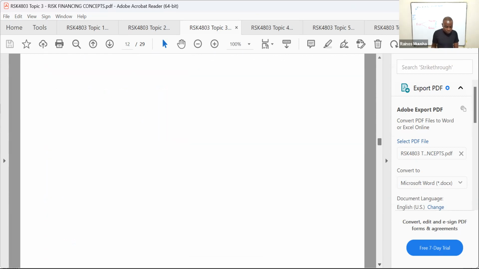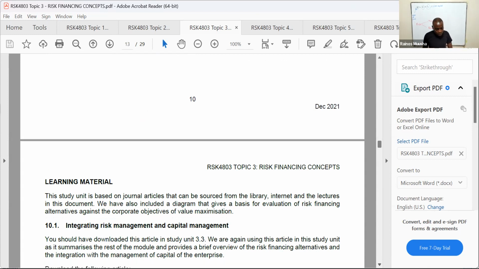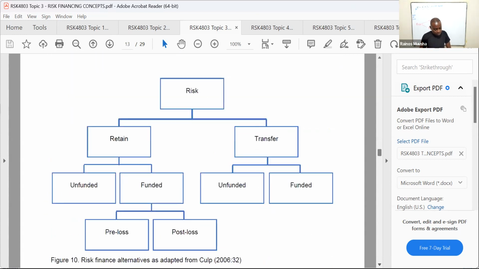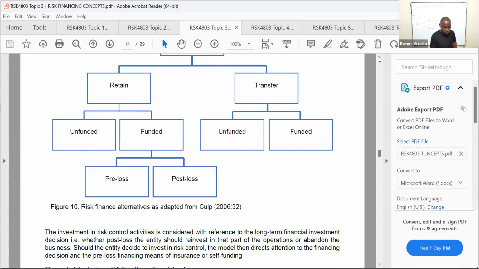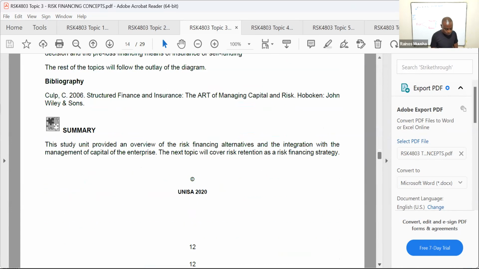Now Study Unit 10 basically gives you an overview assessment of things that we have covered so far and where we are going to be going when it comes to risk financing as well. So it's basically giving you more or less a breakdown of what I've already given to you. When it comes to risk, you either retain the risk or you transfer the risk. And then we're going to look at the different components that also make up retention and transfer of risk as well.